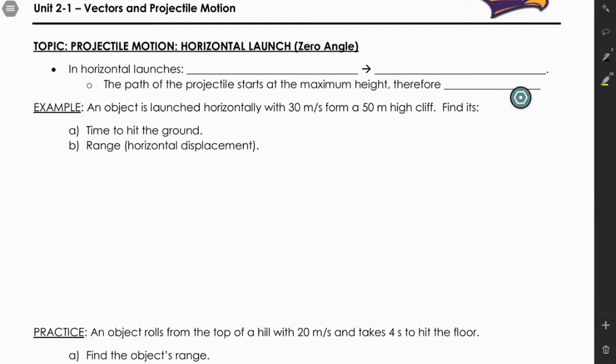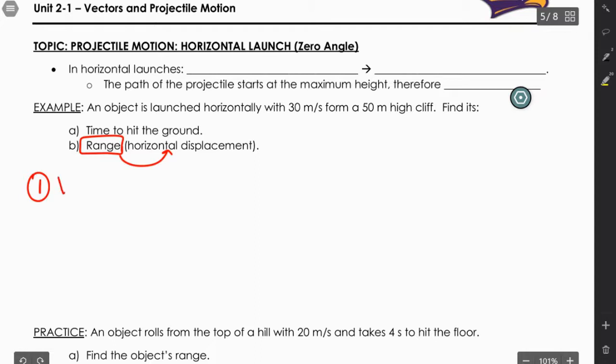We have an object launched horizontally with 30 meters per second from a 50-meter high cliff. Find its time to hit the ground, and then its range. Range, anytime you see it, is the horizontal displacement. So again, follow the steps.